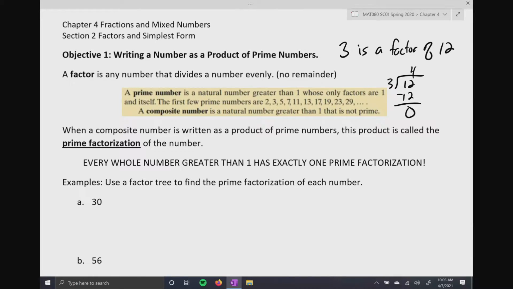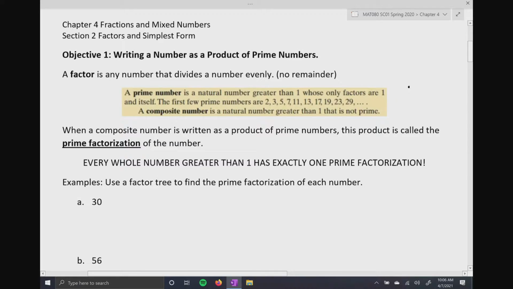These numbers are called prime numbers. Now, a prime number is a natural number greater than 1 whose only factors are 1 and the number itself. So that's a very math definition. Here's what it's saying. I'm going to erase this real quick.